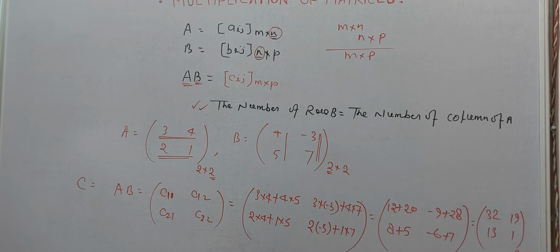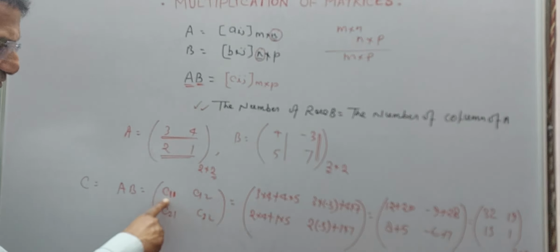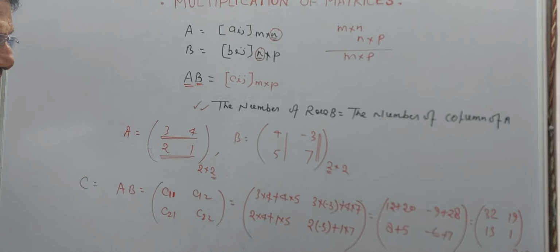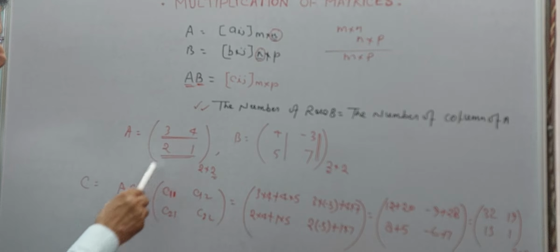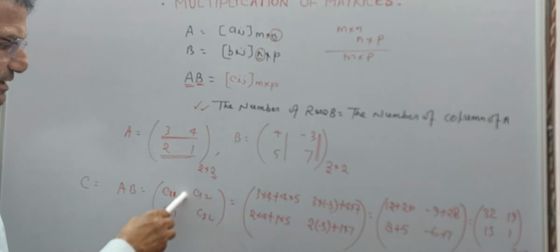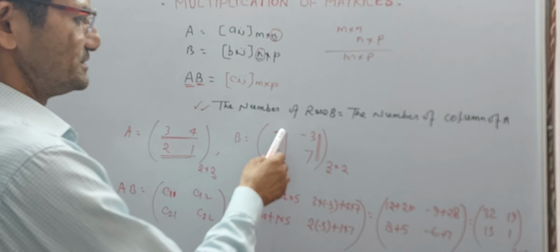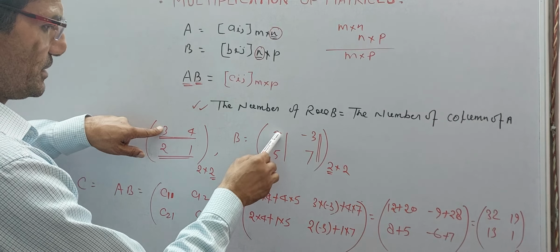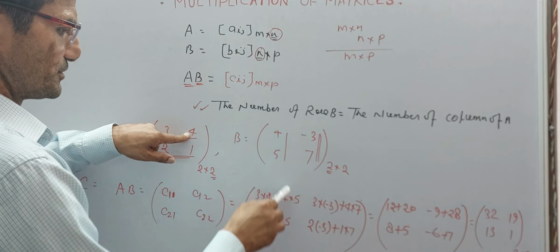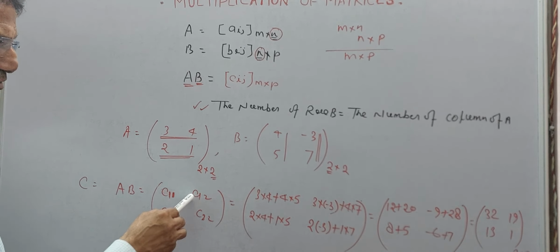Yes, I am again explaining one term. If you calculate C11, this is the first row and first column element. We have to take the first row of matrix A and the first column of matrix B. If you calculate this element, this row should be multiplied with the corresponding elements of the first column. So 3 into 4 plus 4 into 5.